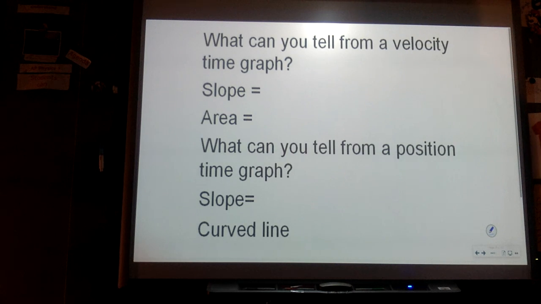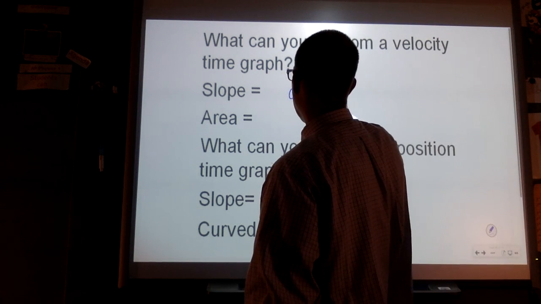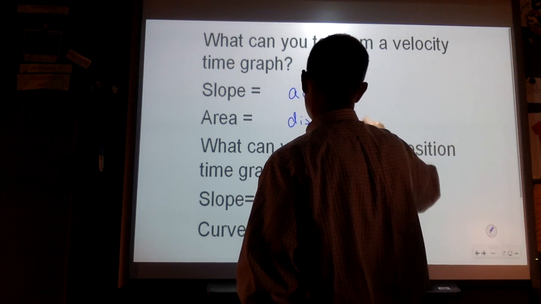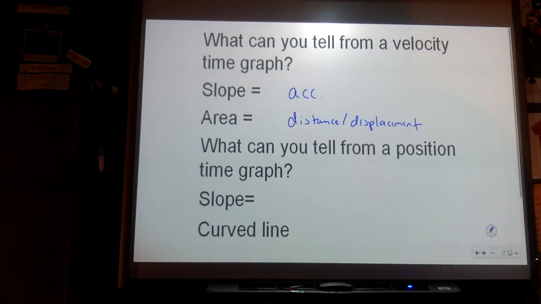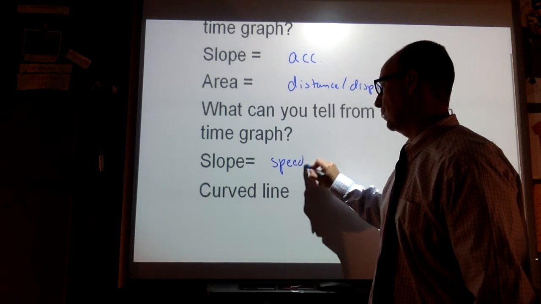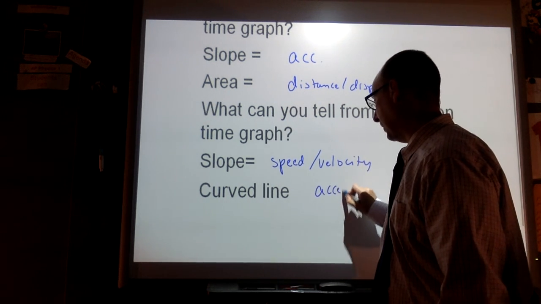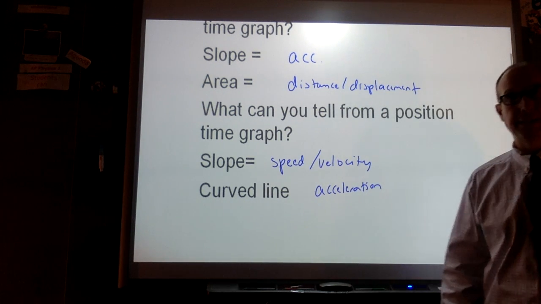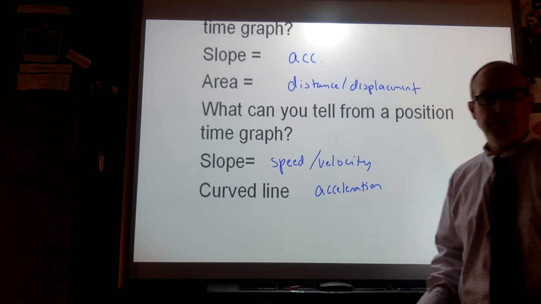So what can I tell from a velocity time graph? The slope is going to be the acceleration. The area is going to be the distance or displacement. What can I tell from a position time graph? My slope is going to be my speed or my velocity, and a curved line means we have acceleration. This is not necessarily constant acceleration, but we're going to deal with mostly constant accelerations. All right.